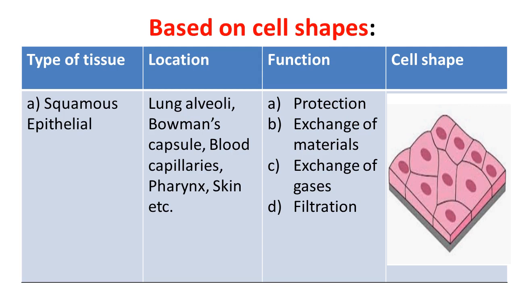Why is it called a pavement layer? Because when you walk on the footpath, you can see how the stones are arranged on the pedestrian walkside. The footpath can have many layers of stones, or a single layer of stones which is flattened in nature. That is very similar to squamous epithelial cells. Squama refers to flat, and that's why it's also referred to as pavement epithelial cells. We can see squamous epithelial cells in the lung alveoli, Bowman's capsule in the kidneys, blood capillaries, pharynx, skin, etc. In all these regions we see these flat squamous epithelial cells.